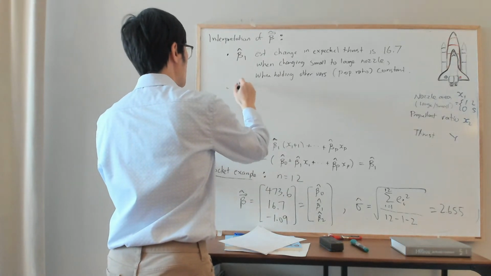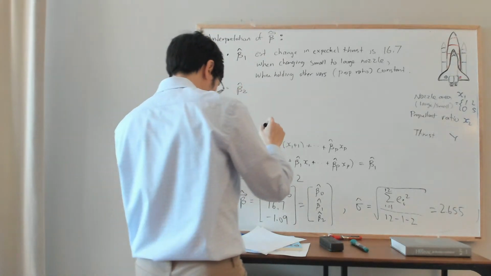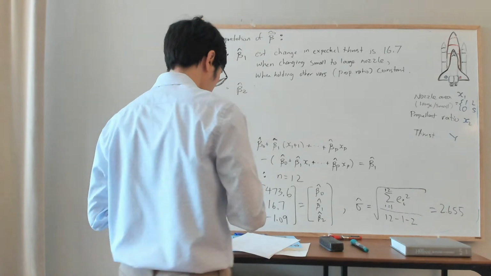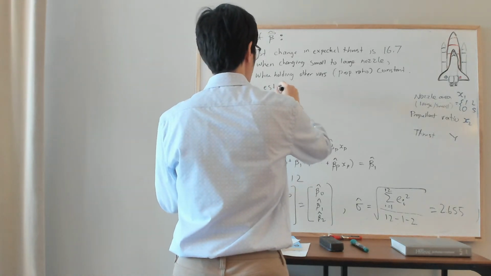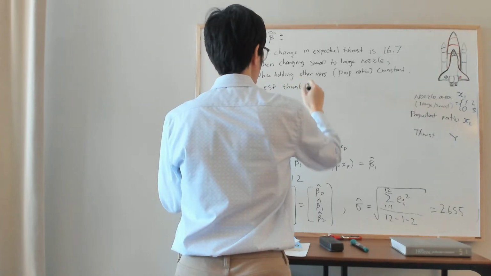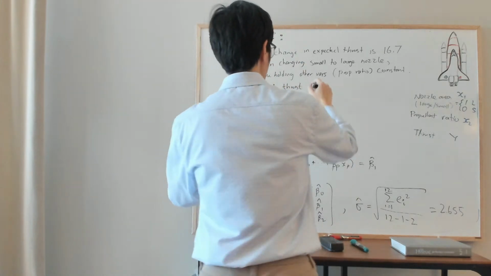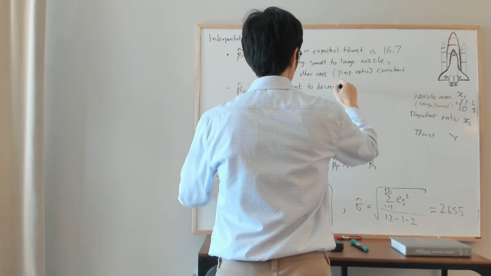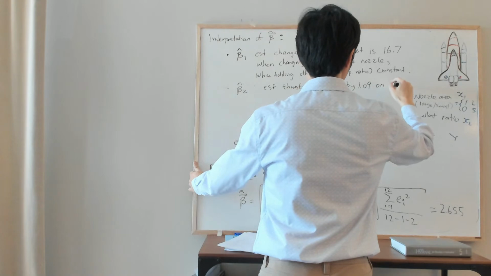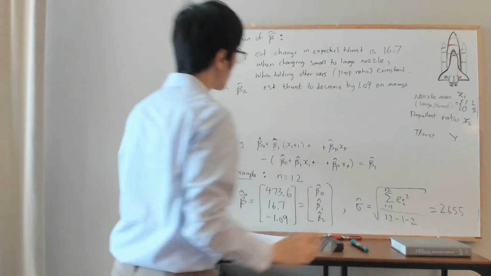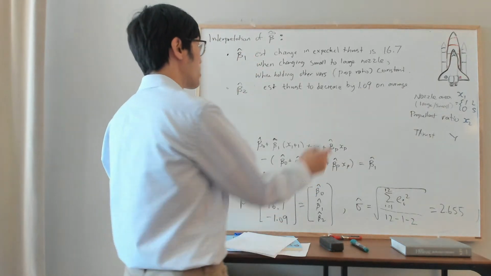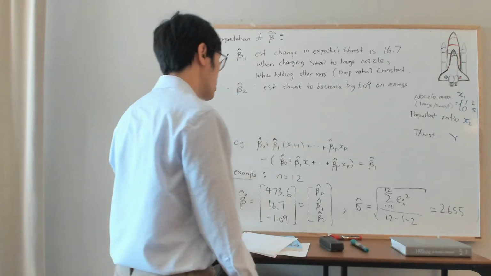Okay, and then in a similar way, beta 2 hat says we can interpret it as follows. So beta 2 hat is this coefficient minus 1.09. So we estimate the thrust as to decrease by 1.09 on average. Okay, so I'm purposely writing it a slightly different way because there are different ways to express the same idea.